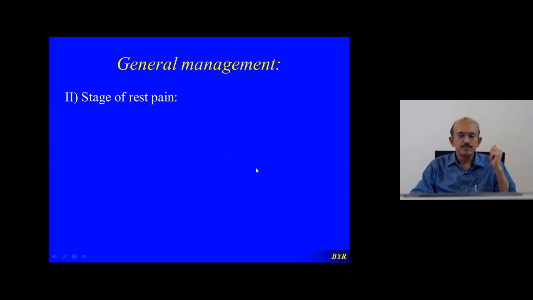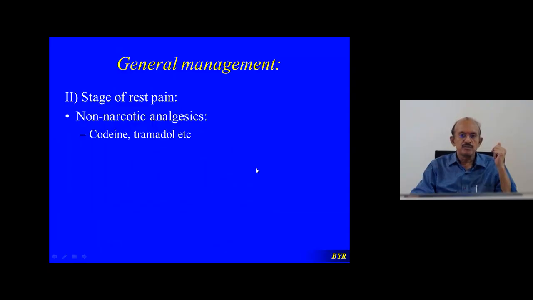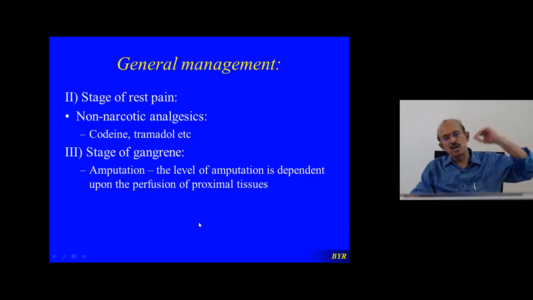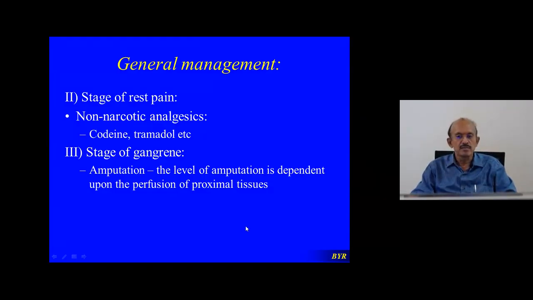Stage of rest pain: non-narcotic analgesics like codeine and tramadol. Stage of gangrene: once gangrene is there, you must do the amputation. Where do you do the amputation? The amputation must be done in the well-perfused proximal tissues, not at the border of gangrene. You must see proximally how far the tissues are perfused normally. So in the normal perfused tissue, you have to do the amputation. Otherwise, the stump will become gangrenous again.